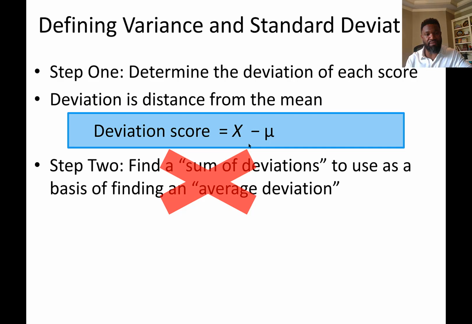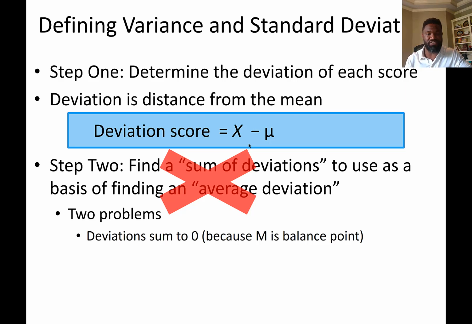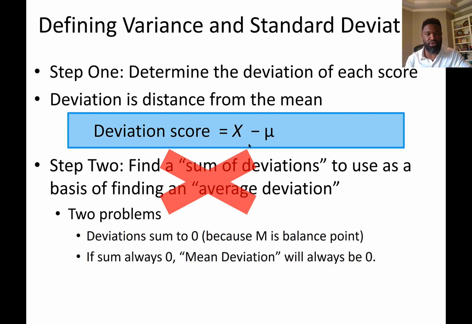But we don't want to do that because it doesn't work. If we just added those things together, it wouldn't help us because they're all going to sum to 0. The deviations add up to 0 because the mean is a balancing point. And if the sum is always 0, then the mean deviation will always be 0. Of course, that's not helpful for us.